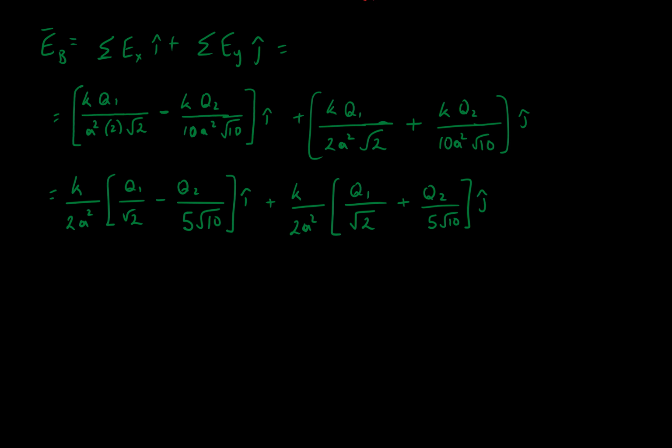Now this is not so bad because we know that the magnitude of our vector EB is going to be the magnitude of the sum of the vectors in the x component squared plus the sum of the vectors in the y for the electric field squared, square root, and that's it.